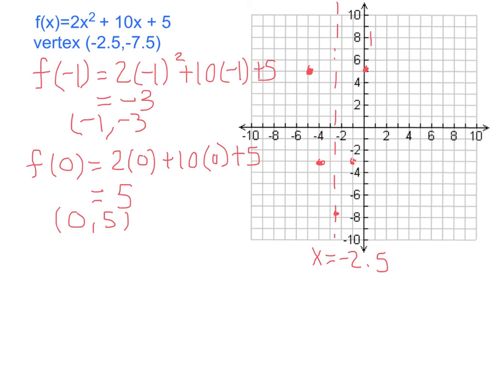Now that I have my 5 points, I can connect my graph. And the last thing I want you to do is take a look at your graph. Does it open up or down? This one, it opens up. And that matches our a value of positive 2.